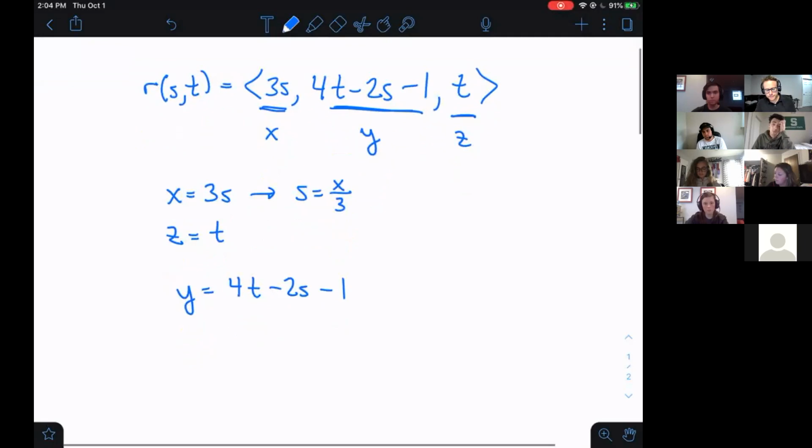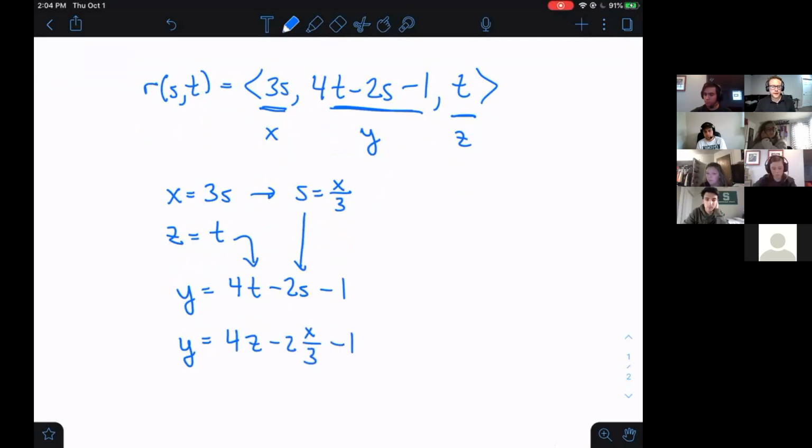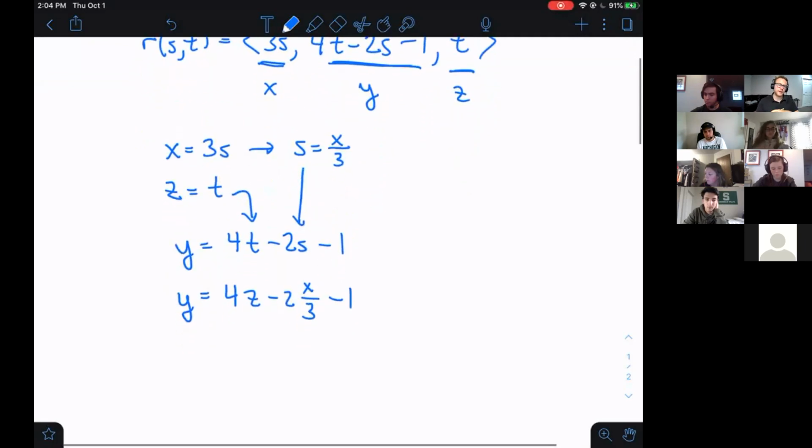Now I can go ahead and plug these things in. Instead of s, I'm going to write x over 3. Instead of t, I'm going to write z. So this gives me y is equal to 4z minus 2x over 3 minus 1. Now this is certainly looking like a plane. If you wanted to, you could rearrange it one more time, and I could write this as 2/3 x plus y minus 4z is equal to 1.